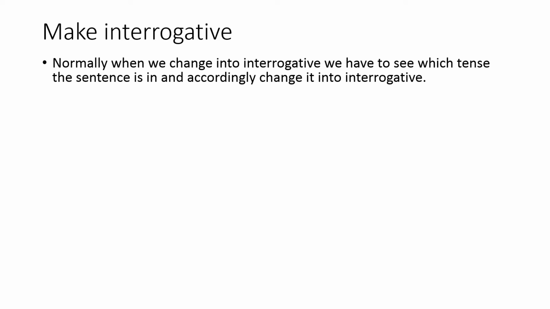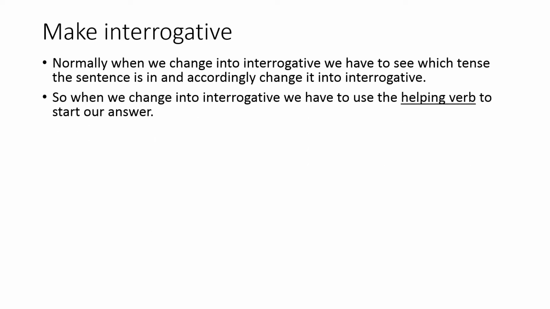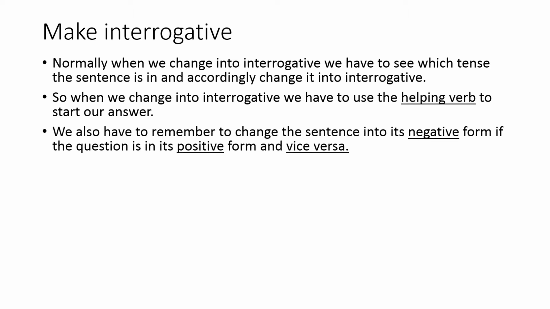Now, what do we remember? How do we change these sentences? Here you see. Normally, when we change into interrogative, we have to first see which tense the sentence is in and accordingly change it into interrogative. So, when we change into interrogative, we have to use the helping verb to start our answer. We also have to remember to change the sentence into its negative form if the sentence is in its positive form and vice versa. Now, there we have an example.